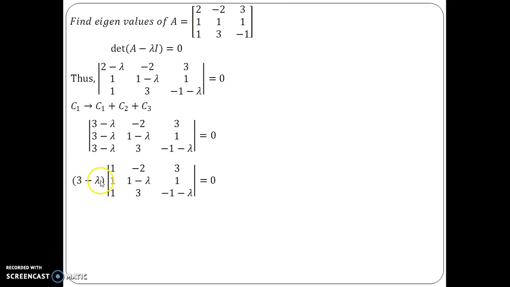So 3 minus lambda is multiplied to the determinant, and whatever is left, you keep that. It is like 3 minus lambda is the GCD of the column, right? So you just take it outside. Now what remains over here is 1, 1, 1, and the other two columns remain unchanged the way they are.